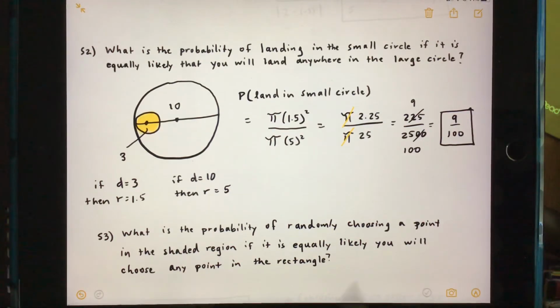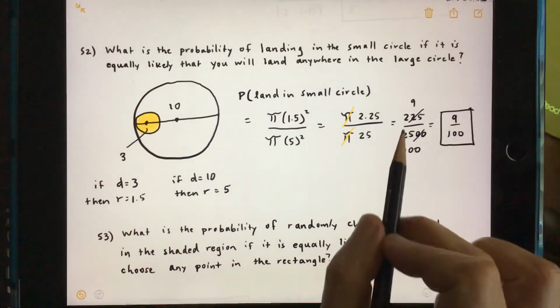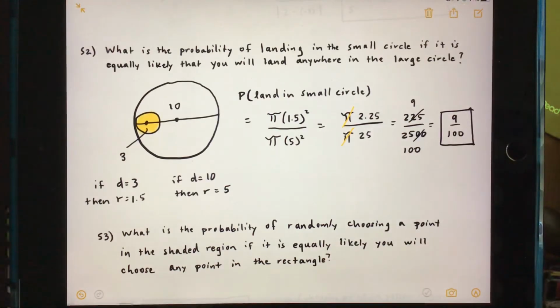And then I'm going to divide both of these by 25. There are 9 25s in 225, and there are 100 25s in 2500. So that gives me the chances of landing in that small circle, only 9 out of 100 possibilities. So not a great chance that I'm going to land where I want to.